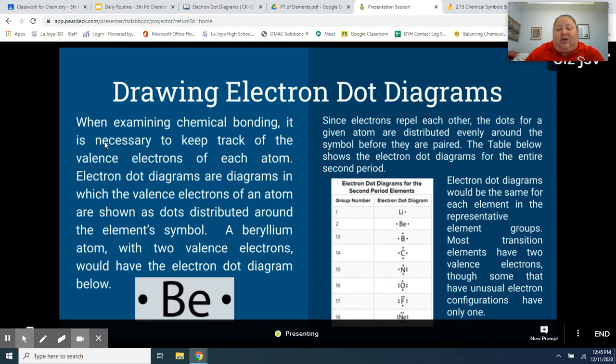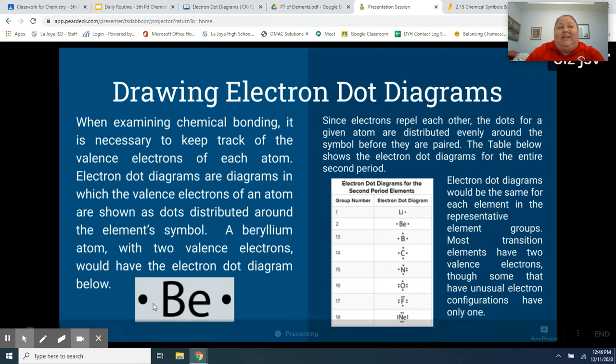Okay, now we're going to draw what's known as the electron dot diagram. When examining chemical bonding, it is necessary to keep track of the valence electrons of each atom. Electron dot diagrams are diagrams in which the valence electrons of an atom are shown as dots distributed around the element symbol. A beryllium atom with 2 valence electrons would have the electron dot diagram below. So you're going to draw the symbol of the element, but now instead of writing the number, you're going to draw dots for that number, okay?